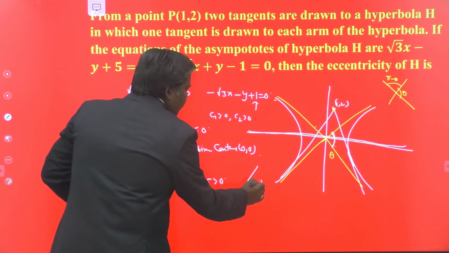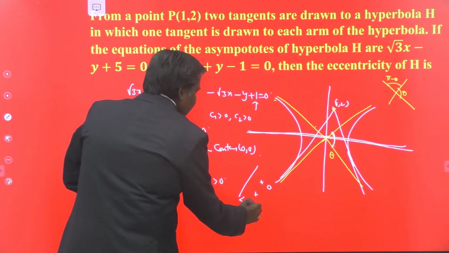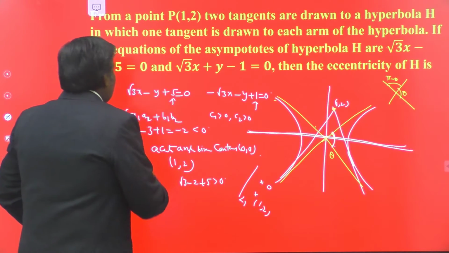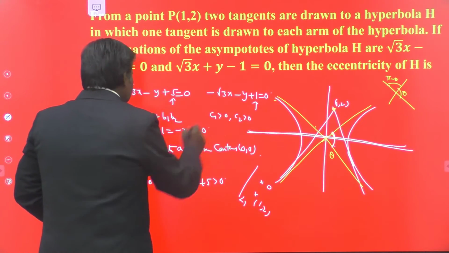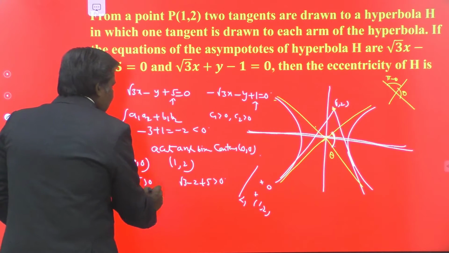Suppose this is L1. Both the points are on the same side of the line L1: this is the origin and this is the point 1 comma 2. In this manner, again substitute in the second line itself. By substituting 0 0 you have positive, 1 is greater than 0.